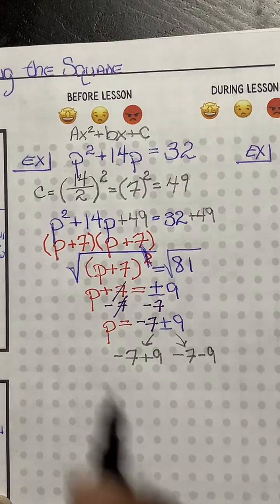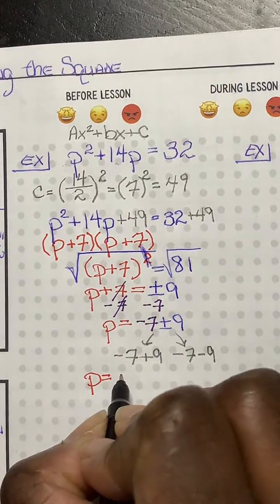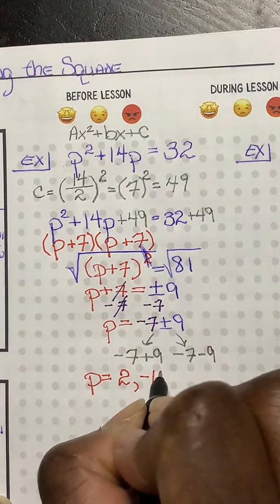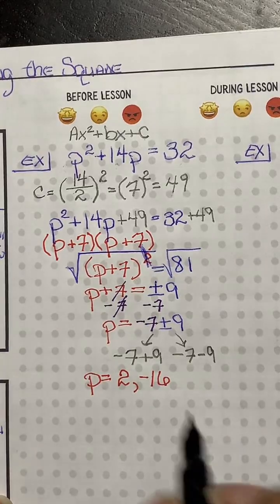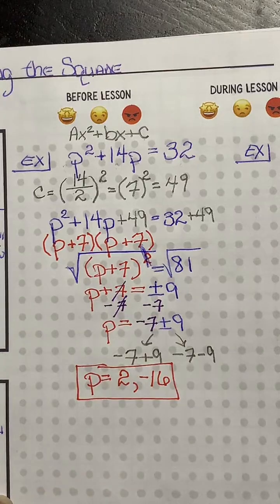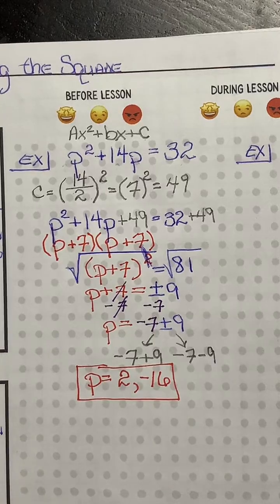So now we found our p. The two answers that represent p will be a +2 and a -16. So, unlike signs, subtract and take the sign of the bigger number. Yes, unlike signs, you are going to subtract and take the sign of the bigger number. Same signs, you're going to add and keep that sign. Keep the negative sign.